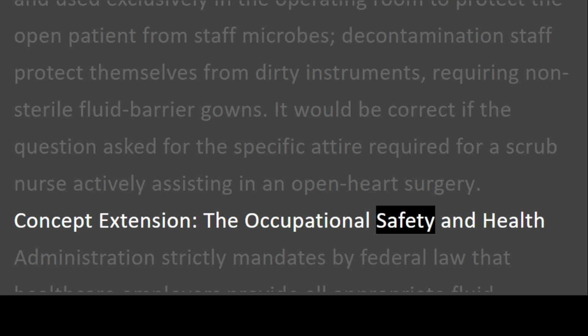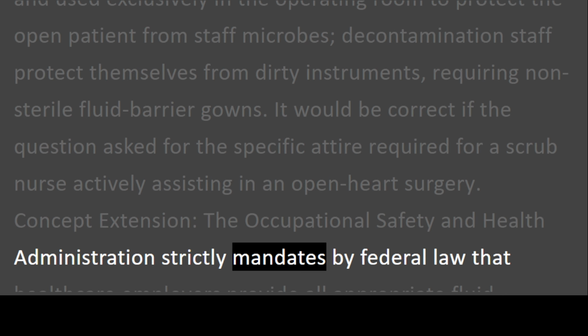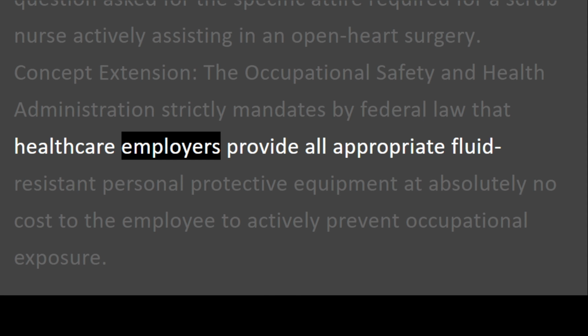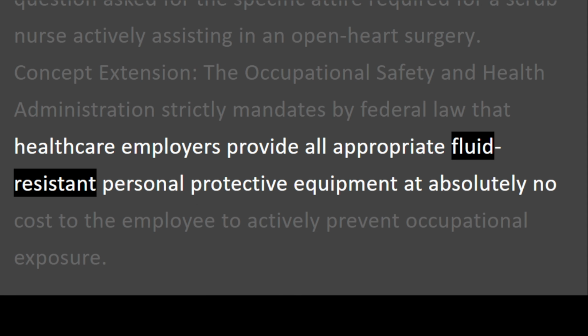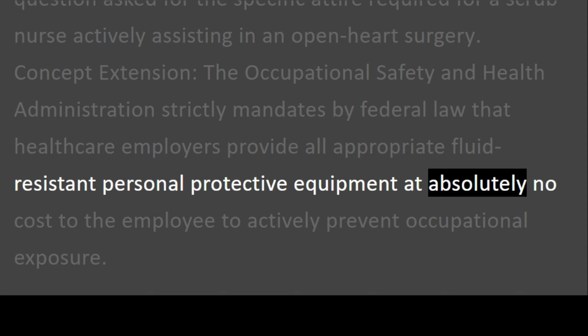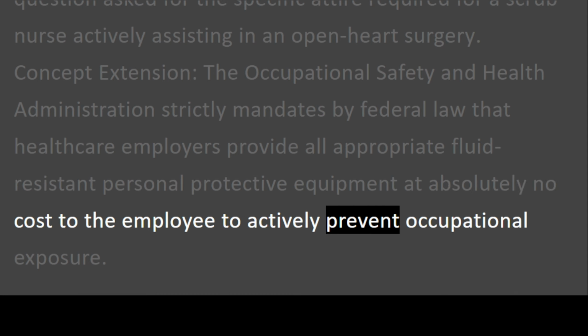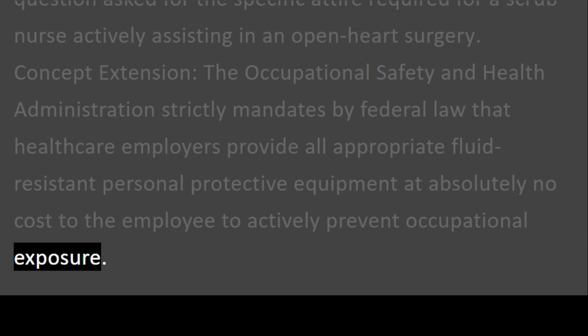The Occupational Safety and Health Administration strictly mandates by federal law that healthcare employers provide all appropriate fluid-resistant personal protective equipment at absolutely no cost to the employee to actively prevent occupational exposure.